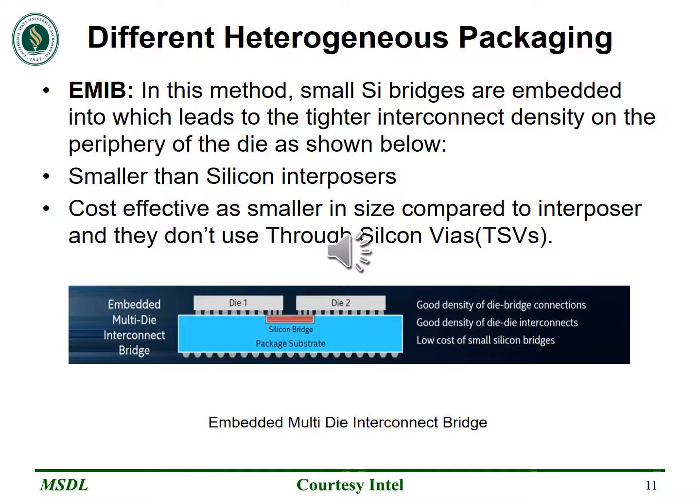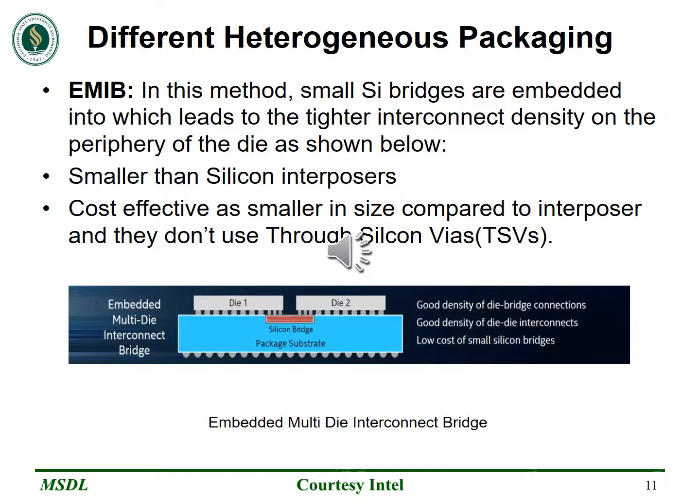EMIB, that is Embedded Multi-Die Interconnect Bridge. In this method, small silicon bridges are embedded into the substrate, which leads to tighter interconnect density on the periphery of the die as shown below. So we can see how die 1 and die 2 are connected with the silicon bridge. And if we compare with the silicon interposer, these are smaller.